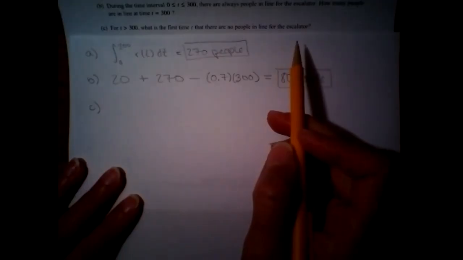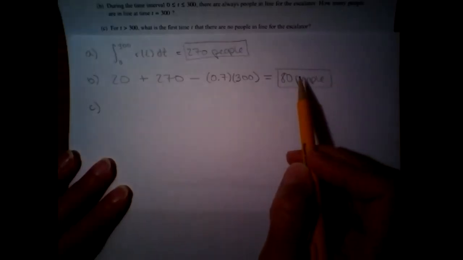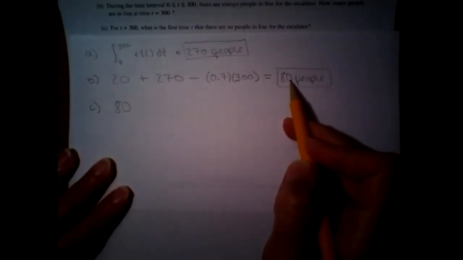So if people stop getting in line, but they keep getting out of line, eventually the line is going to get down to 0. So for times bigger than 300, when does that happen? When does the line go down to 0? Well, at time 300, you have 80 people. So at time 300, we found there's 80 people in line.